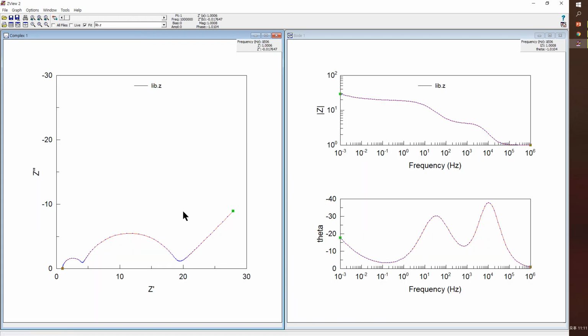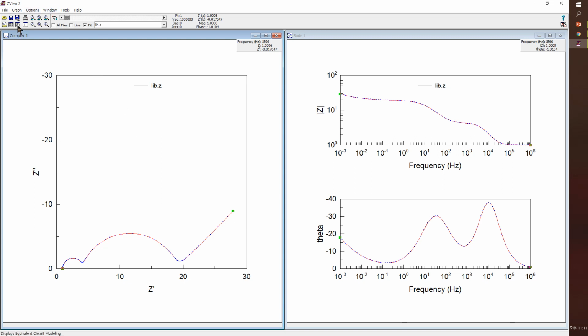Actually, it is the same thing. This data is the simulated data you have just made. However, forget the simulation. Let me assume that this is the experimental data I have just obtained from my frequency analyzer. Okay, then let me try to fit this experimental data with the equivalent circuit models.